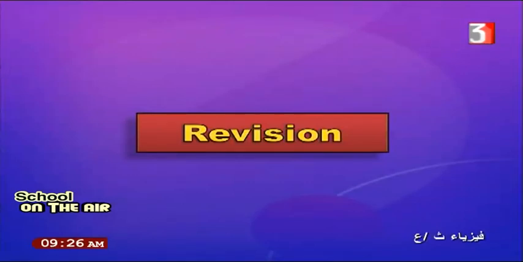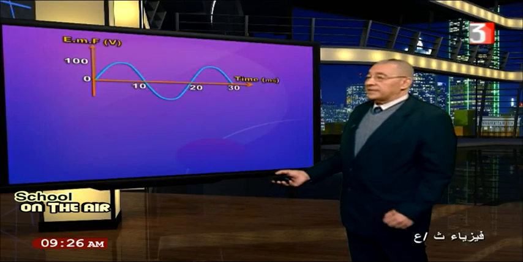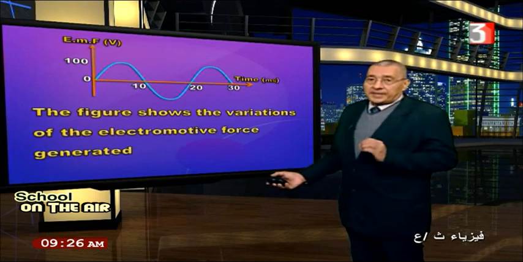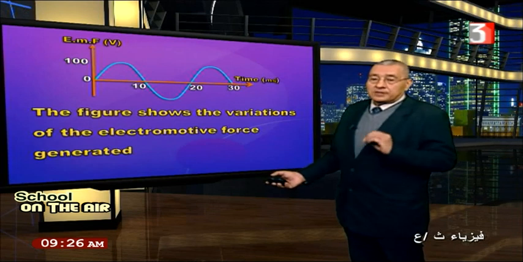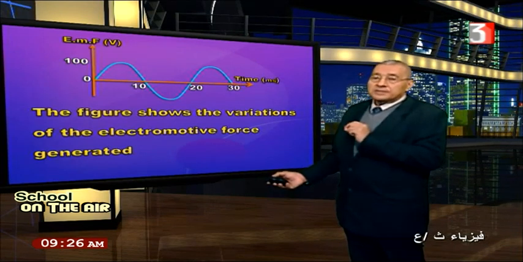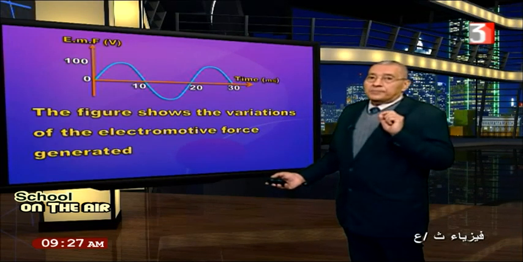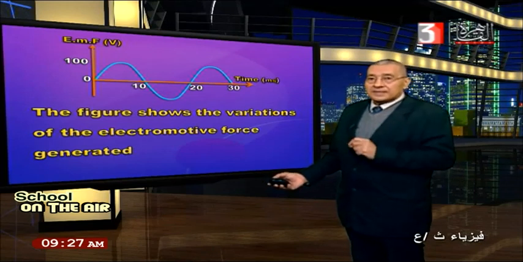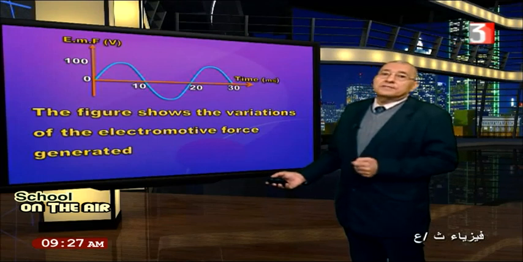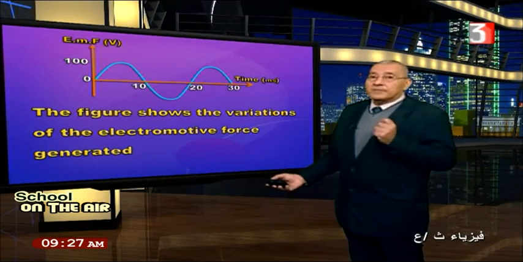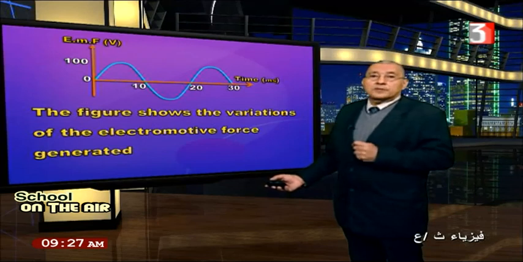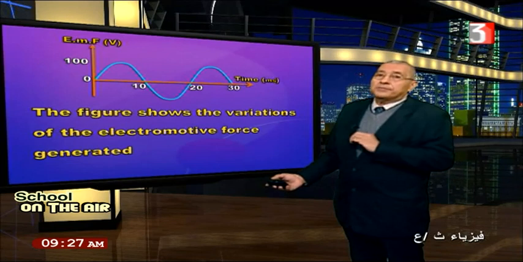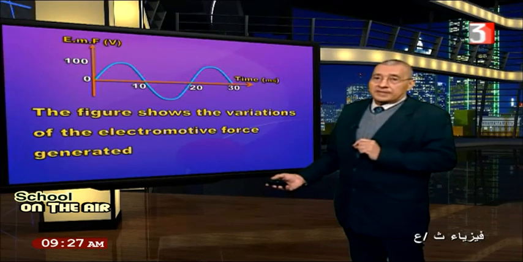Okay, the first question here, we've got a diagram that shows the change of the EMF induced by a coil of a dynamo. Please pay attention to the figures given. The time on the x-axis, on the abscissa, is given in milliseconds, so it must be multiplied by 10 to the power of negative 3. And we want to calculate the periodic time of one cycle.